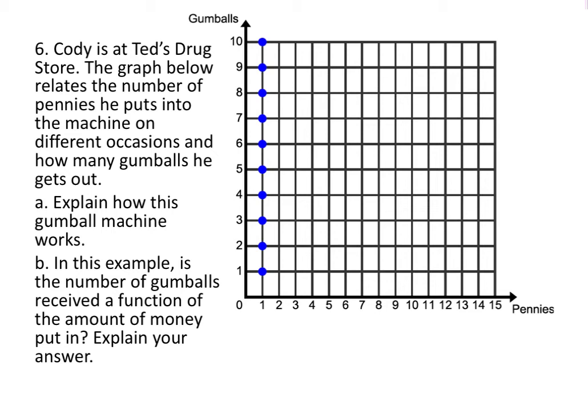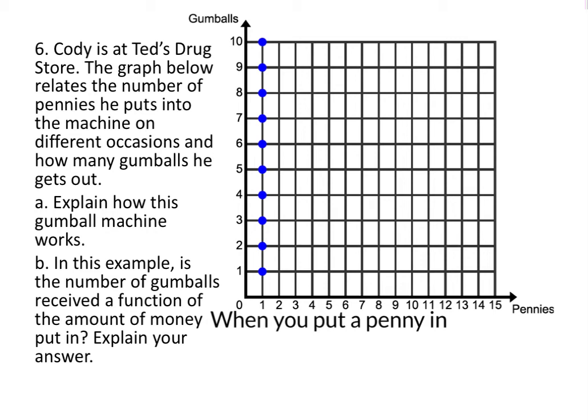Let's go to Cody at Ted's drugstore, okay? The graph below relates the number of pennies he puts into the machine on different occasions and how many gumballs he gets out. And we'll explain how this gumball machine works, first of all, okay? So when you put a penny in, how many gumballs can we get? Each of those blue dots means that at different times that Cody's gone to this gumball machine, he gets a different number of gumballs.